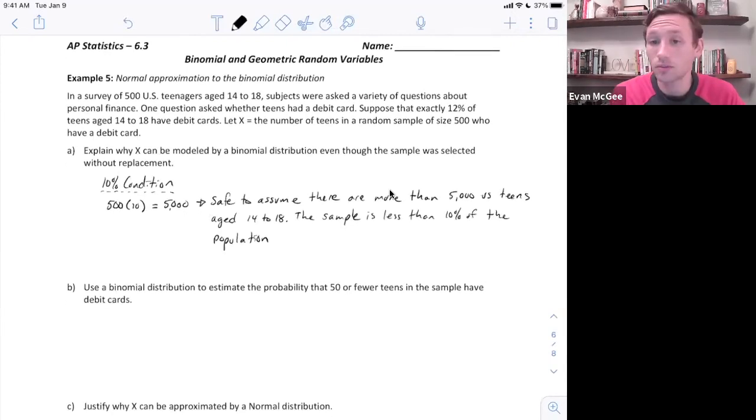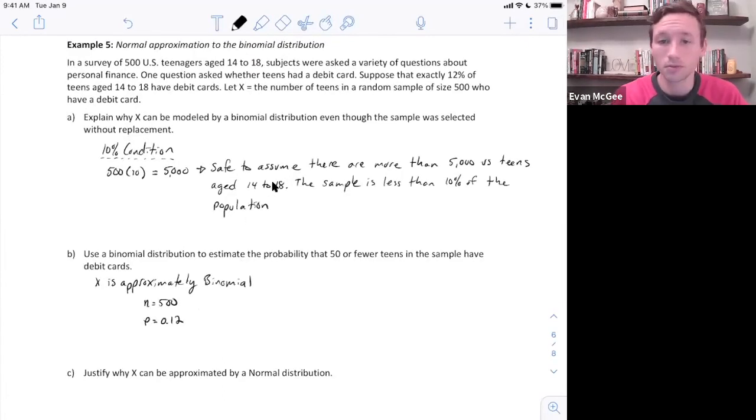It's safe to assume there are more than 5,000 US teenagers between the ages of 14 and 18, so the sample is less than 10% of the population, and that is why it can be modeled by a binomial distribution. So now let's use the binomial distribution to estimate the probability that 50 or fewer teens in the sample have debit cards. From the previous problem, we showed that X is approximately binomial.